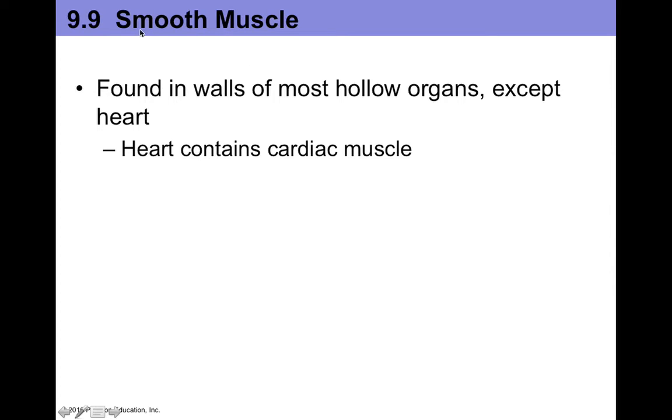Okay, in this video we're going to talk about smooth muscle. Now we know that smooth muscle is found in the walls of hollow organs like your digestive tract or genitourinary tract or respiratory tract, except for the heart because the heart contains cardiac muscle.